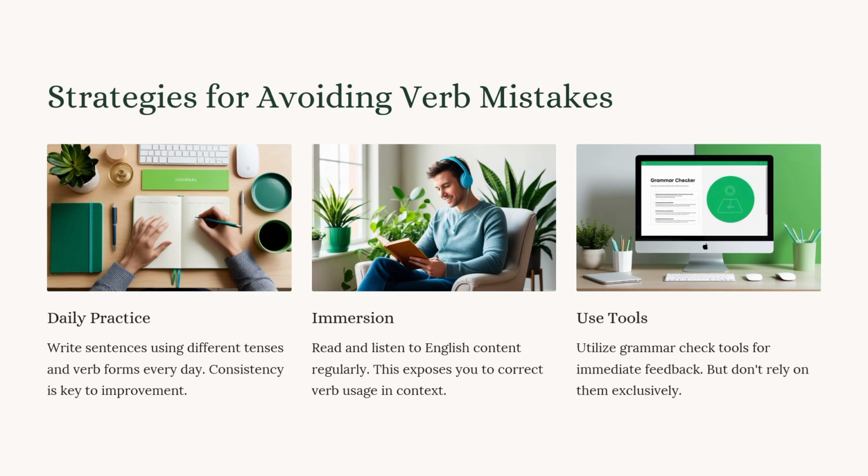The third strategy is use grammar check tools. Technology can be your best friend when learning English. Tools like Grammarly or Microsoft Word's Grammar Check provide immediate feedback. They can highlight mistakes like incorrect verb forms or subject-verb mismatches and suggest corrections. So for example, if you write, he go to the market, the tool might suggest he goes to the market. Regularly using these tools will help you spot patterns in your errors and avoid repeating them in the future.